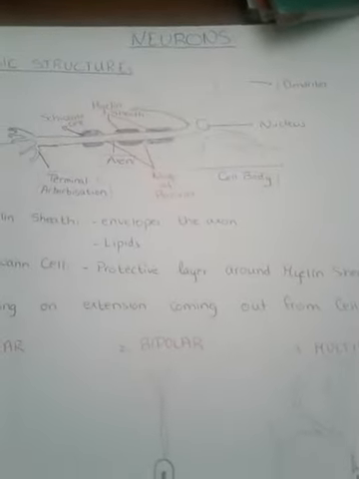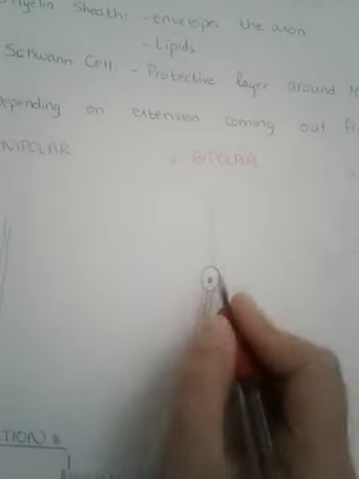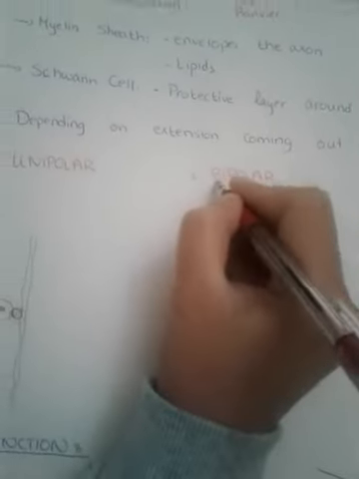So this is the basic structure of a neuron. Now, I could divide the neurons because not all our neurons are the same. If I want to divide the neuron depending on the extension coming out from the cell body, remember we said we've got the dendrites and we've got the axons. Okay, some neurons have only one extension coming out, like this one over here. You see the extension coming out? It's only one, and we call it unipolar. Another neuron would have two extensions coming out, 1, 2, and we call it bipolar.